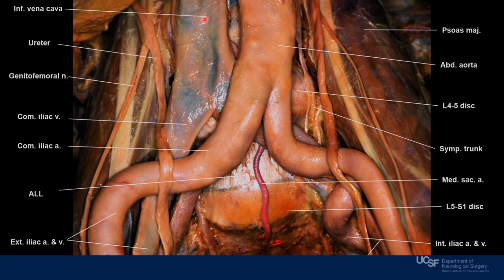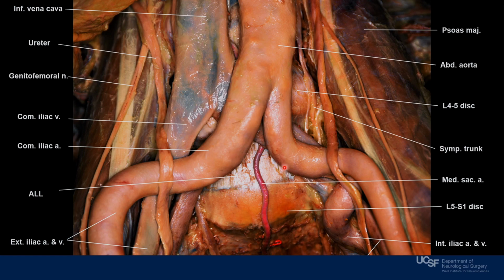And on the right side, we see the inferior vena cava with external and internal iliac veins draining into this vein. Laterally, we observe the psoas major on the left side, and on the right side, we see the ureter as well as the genitofemoral nerve lying lateral to the ureter.